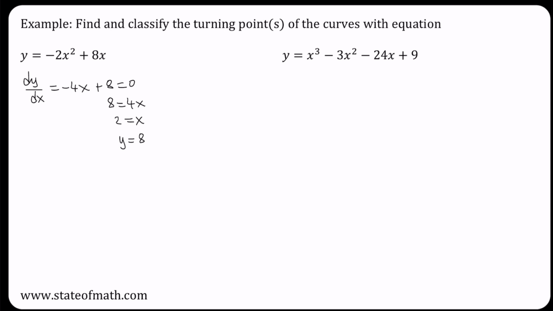And if I consider the shape, it's a parabola with a negative coefficient of x squared, and therefore it looks something like this. So from the shape, I can conclude that (2, 8) is a maximum point.